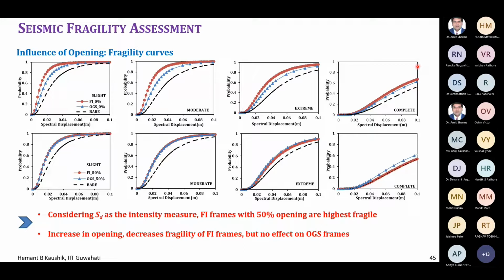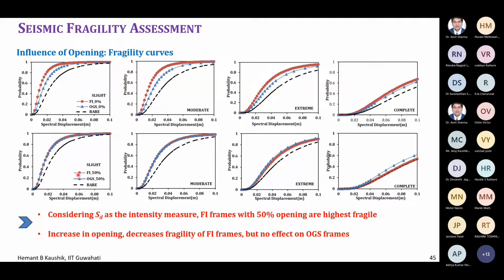Now, initially, if you remember, I said that I'm varying the openings in the fully infilled frames as well, and in the open ground story frames as well. So here, the fragility curves show the influence of openings as well. For 4 different damage states, slight, moderate, extreme, and complete, you have 3 different frames. And here I'm not considering any opening. These are for 0% opening. These are for 50% openings. And you can see for yourself the variation in these 2 curves.